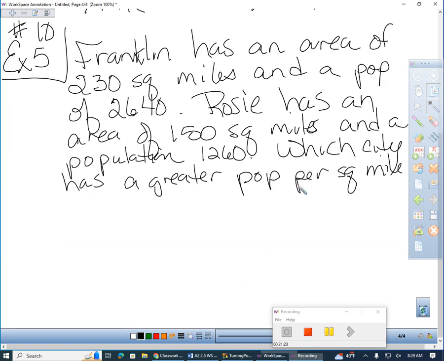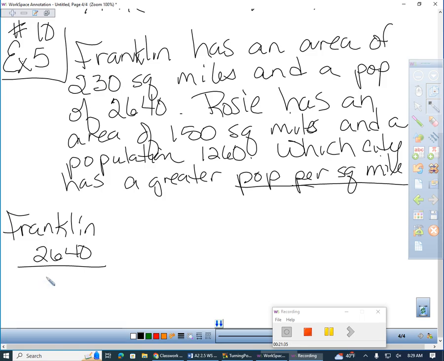And this is your key, population per square mile. So for Franklin, we're going to take the population, which is 2,640, and divide by the square miles, 230. We are making a unit rate. So 2,640 divided by 230 gives us 11.47 people per square mile.